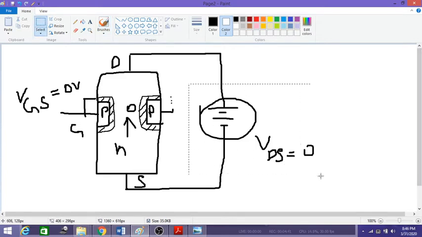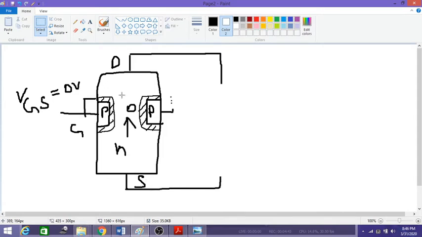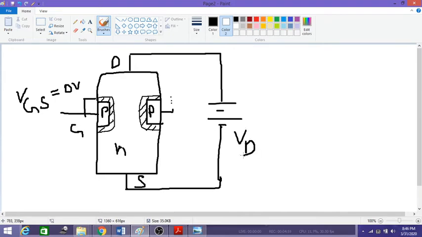So let me clear this all and write this here again. This voltage we call VDS. Initially, when VDS is equal to 0, there is no flow of current. Now let us apply VDS. Let us make VDS some positive voltage, say 1 volt.